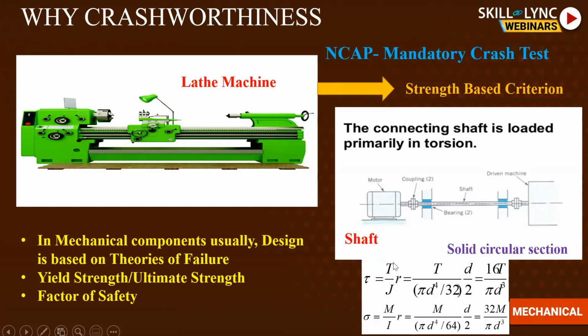Here you can see that tau is equal to T by J into R, where J is the polar moment of inertia. The polar moment of inertia of a solid circular object is pi d power 4 by 32. Now putting all the values, you get this formula: 16T by pi d cube for shear stress, and for bending stress 32M by pi d cube.